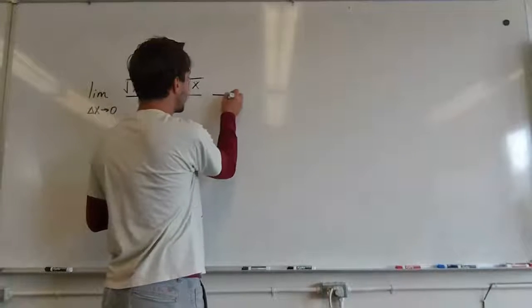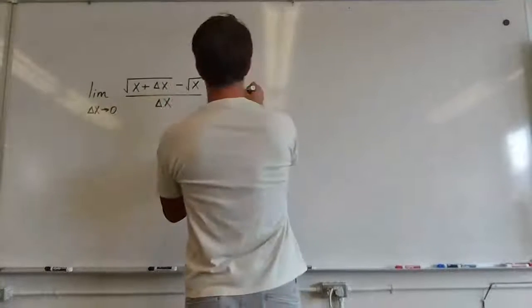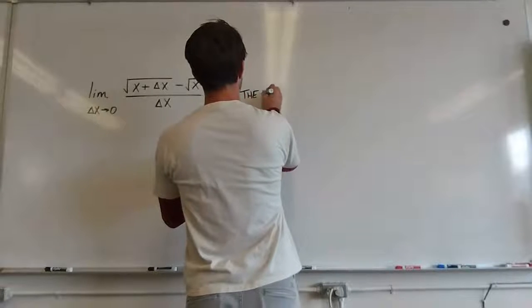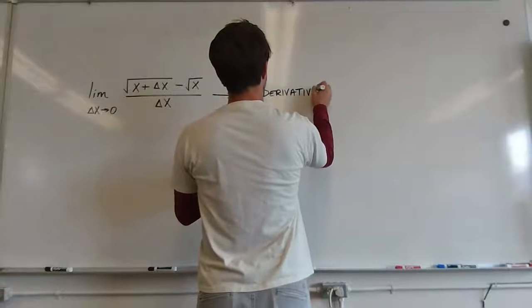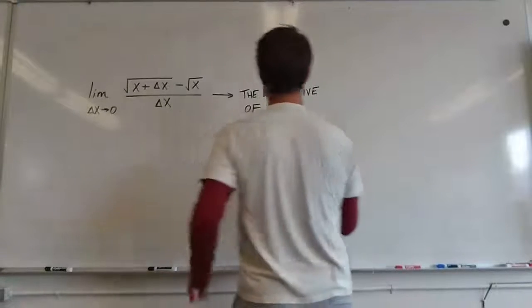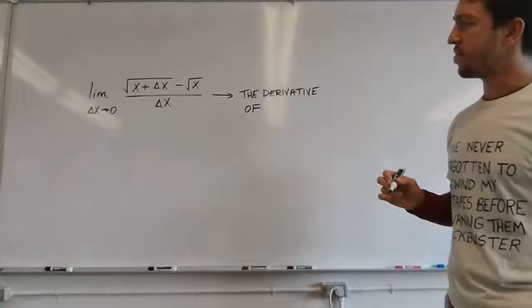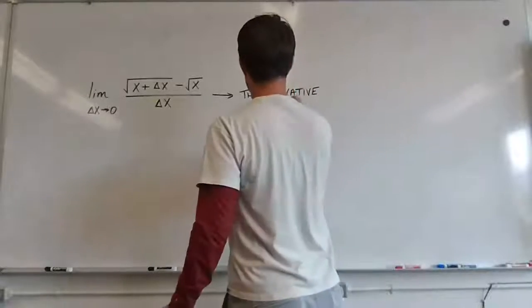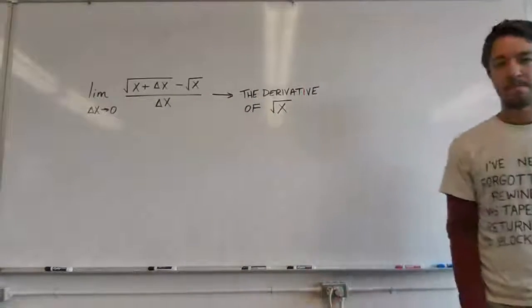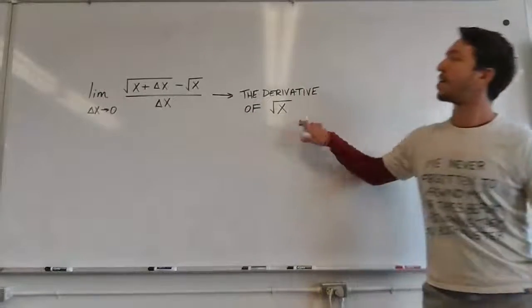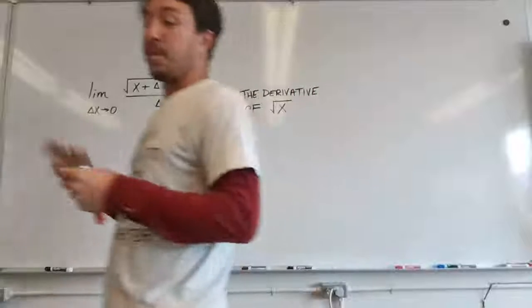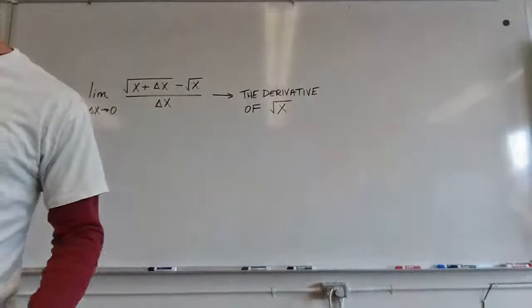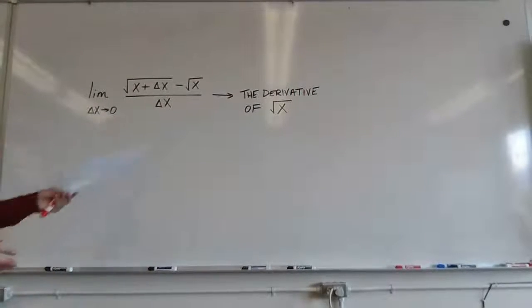So this is describing the derivative of what function? The square root of x function. That means that. Now, in this particular case, I just said you don't have to evaluate the limits. This is actually when we could evaluate this.